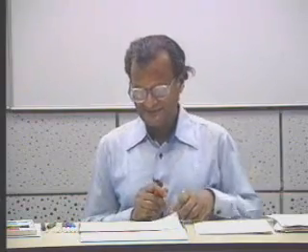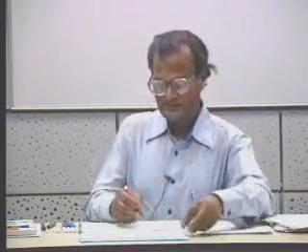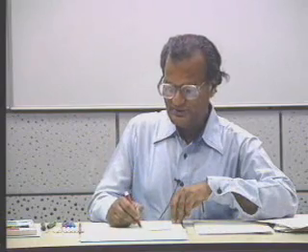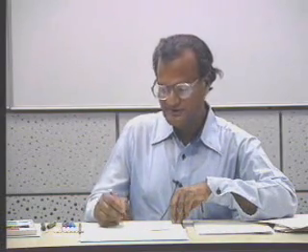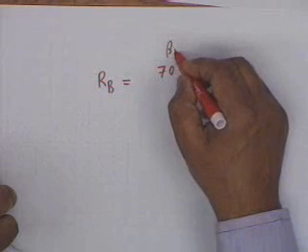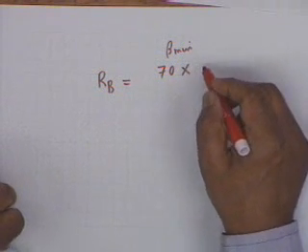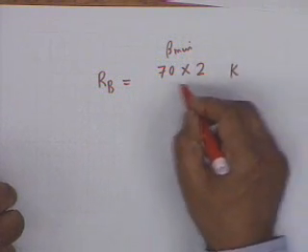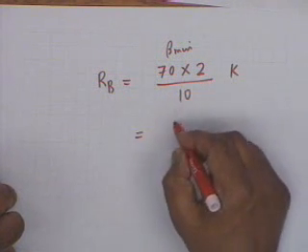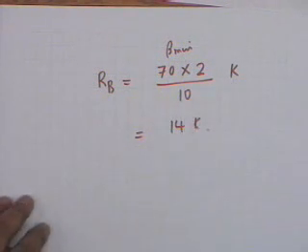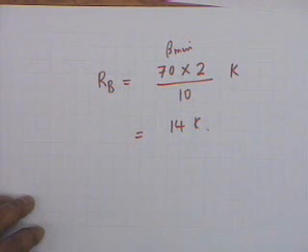What do you do next? You choose an R sub B. R sub B should be beta min, which is 70, multiplied by RE, which is 2K, divided by 10, which is equal to 14K. No, I have made a mistake. It is correct. All right.